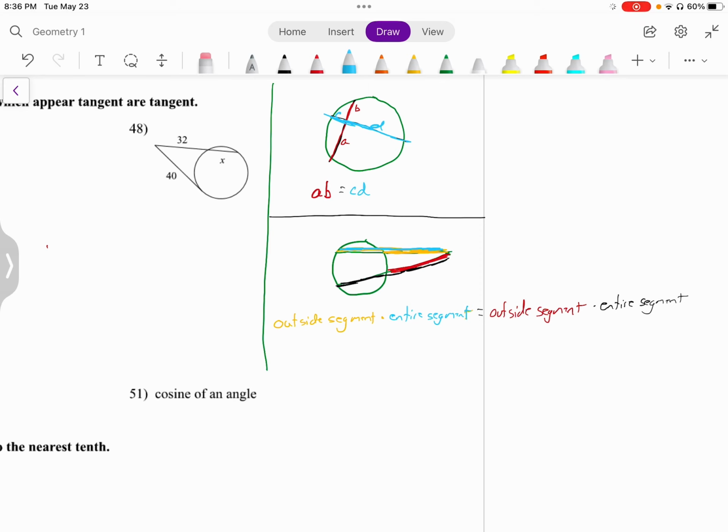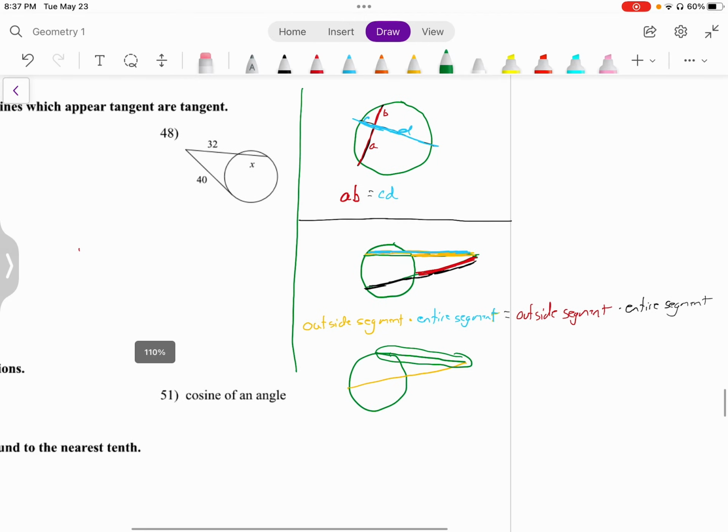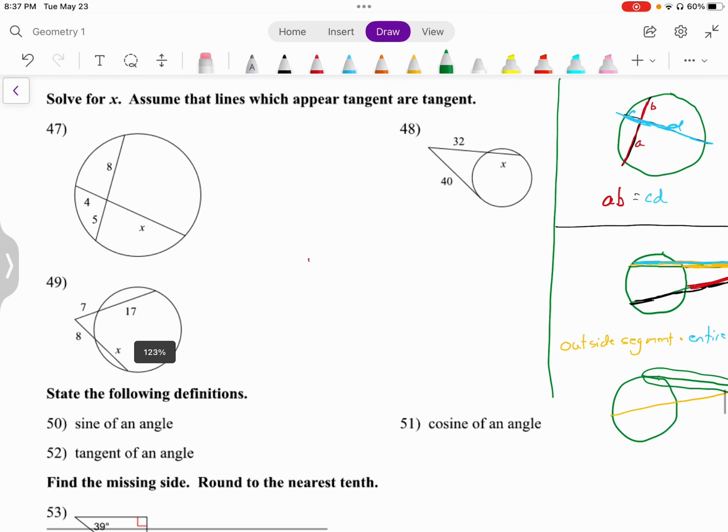This actually holds true if you have a secant segment as well. I mean, a tangent segment. Maybe you have one like this, and then an entire segment like this. For the green one, the outside part is the whole segment. So you can say green segment times green segment. So here we go. We'll look at these in a couple examples.